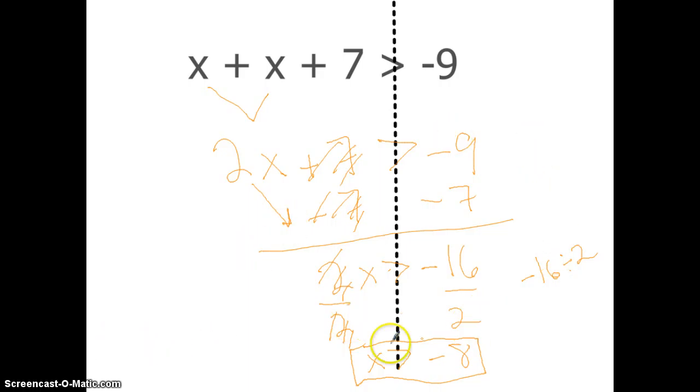So like I was saying before, it's not x's that are equal to negative 8, it's all of the x's that are more than negative 8. So for example, negative 7, or 0, or 100. Any of the numbers that are more than negative 8 would be a solution to this problem. But nothing to worry about, just do your algebra, and at the end, you get your answer.